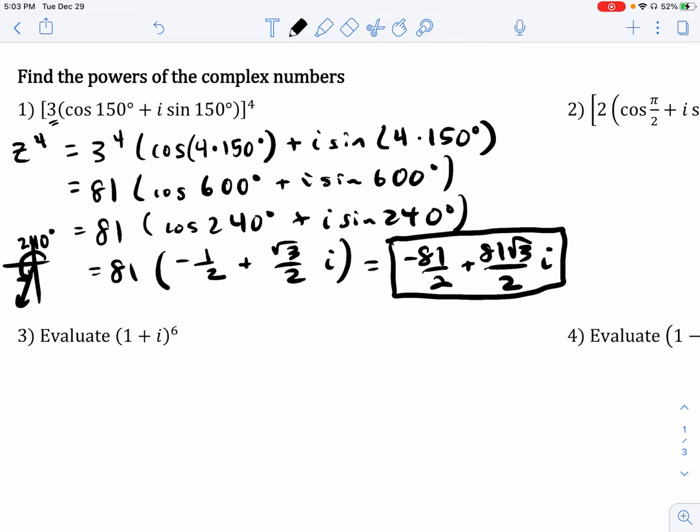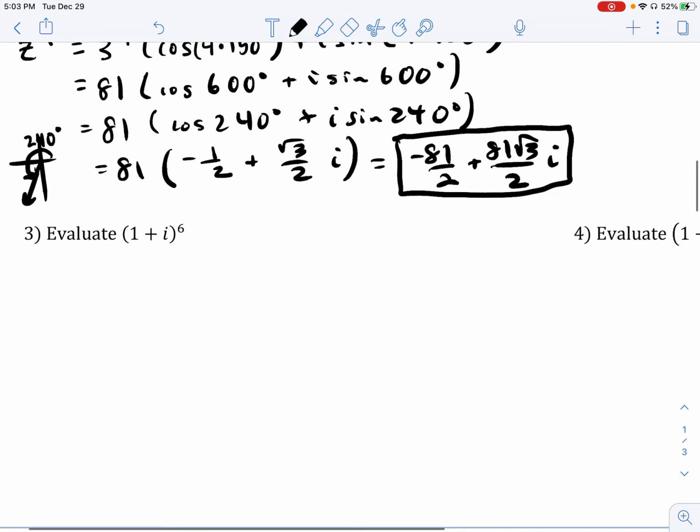So there's our power. That is this complex number written up here, raised to the 4th power, and there it is written in standard form. Let's try another example, but this time we have the number that's already written for us in standard form.